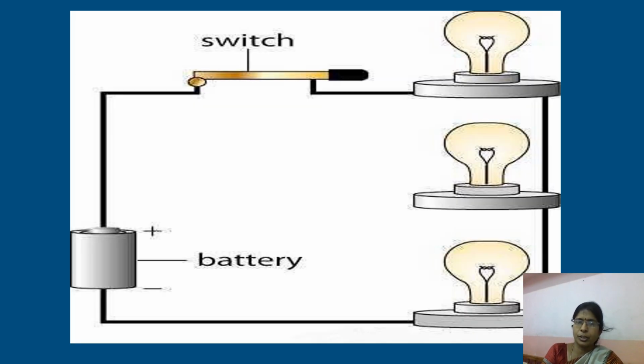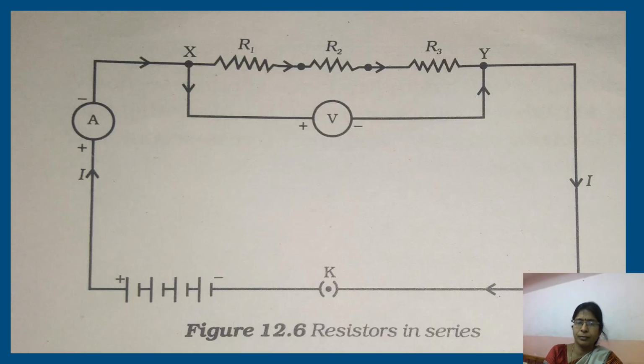So here it's shown with three bulbs. The same thing, battery is connected to a switch in series, and this switch is connected to the first bulb, and this is connected to the second one, and the second bulb is connected to the third one, and the other end of the third bulb is connected to the battery. So in this way all the components are connected in series.